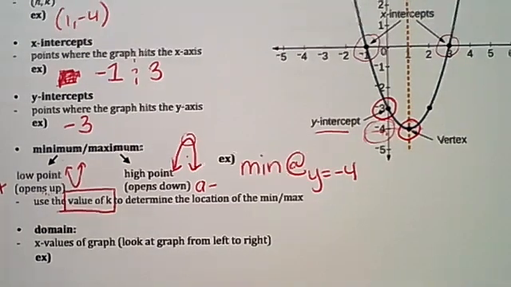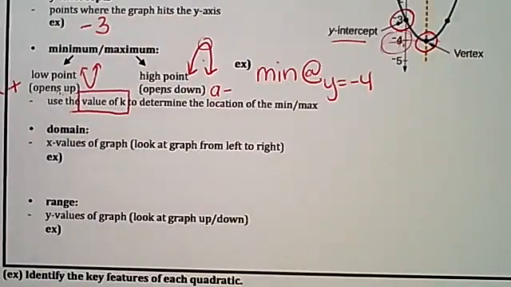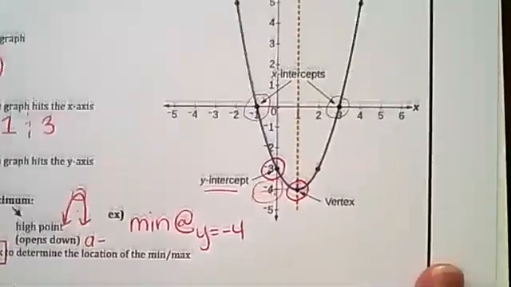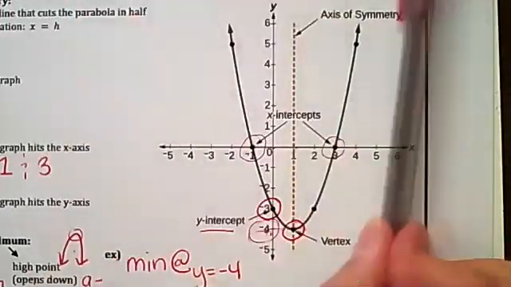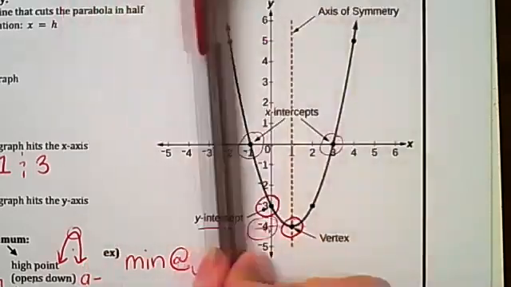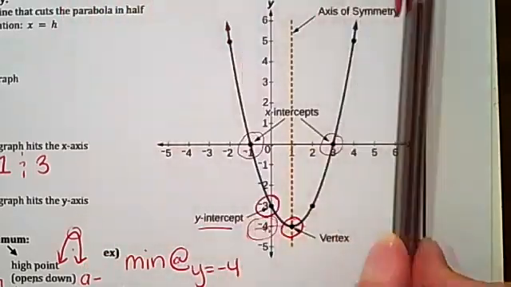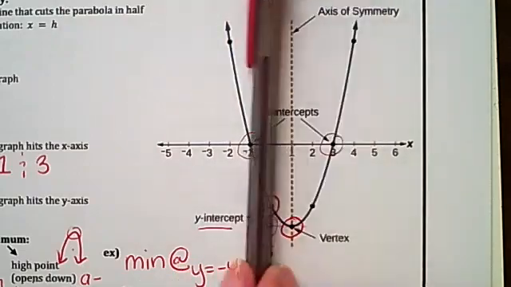Domain and range are two things that you probably have learned about at some point. Domain is all of the X values that are on the graph. So you're looking at the graph from left to right. Let's go back up to the graph for a second. I want to know which X values are included on this graph. The part that we can see looks like it goes from about -2 to 3-ish.